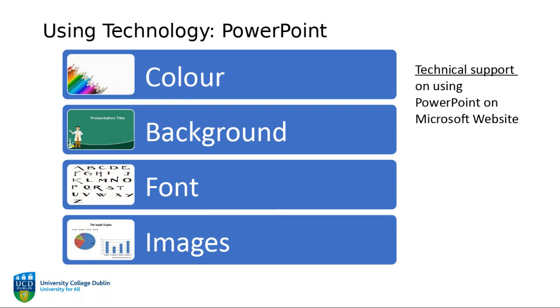And then also images, and I talked about this earlier with the visual aids. Make sure you don't have too many images on a particular slide, maybe one or two might be enough. If you need to include a couple to explain a process or something like that, spread them out over a couple of slides, because having one slide with, let's say, 10 or 12 images on it can be quite overwhelming for both you and the audience. You can also find some technical support on how to use PowerPoint for doing presentations on the Microsoft website as well.